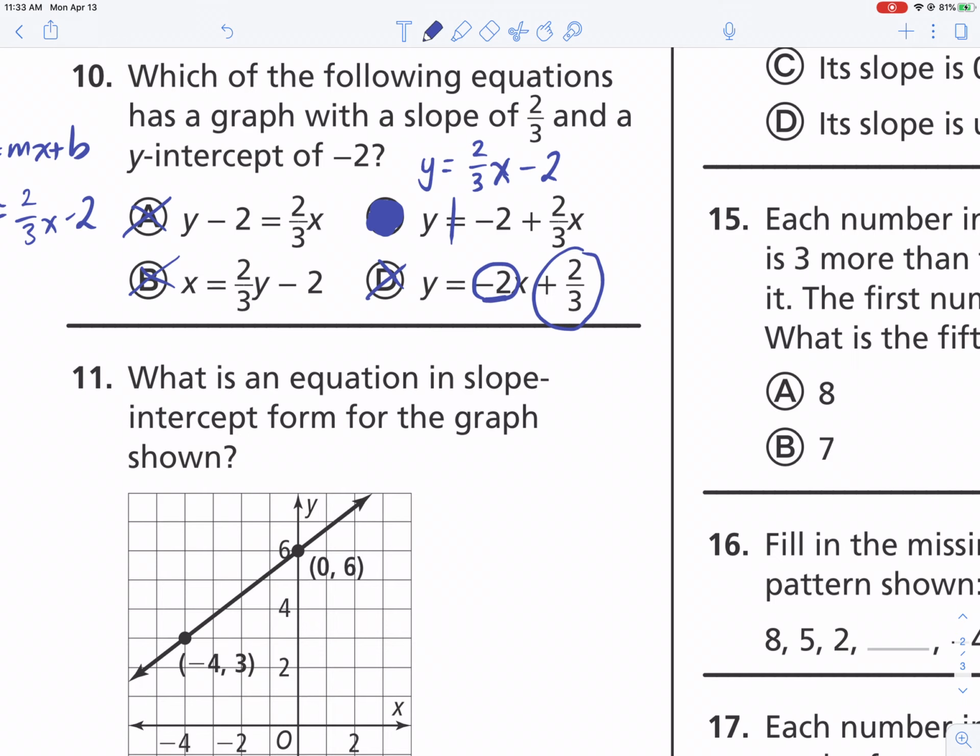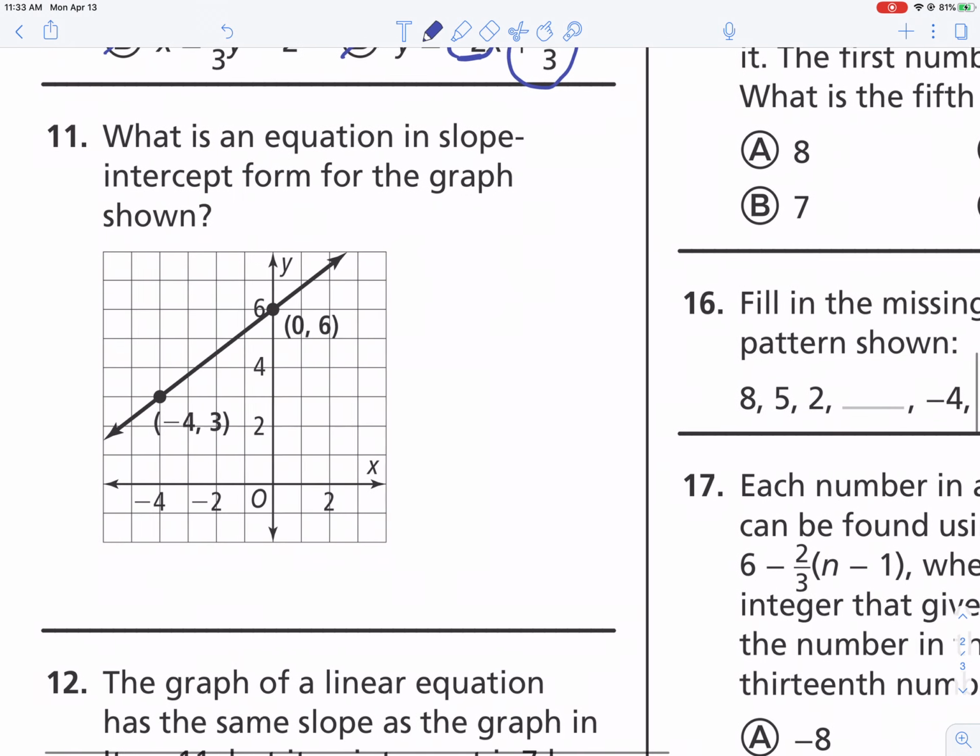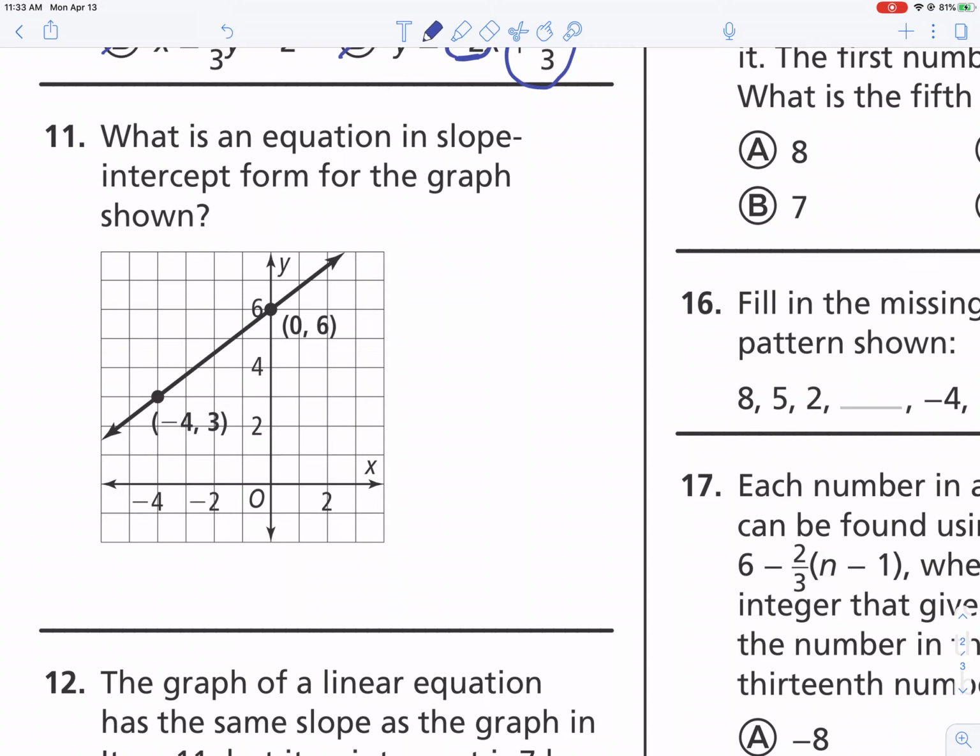Okay, moving on to number 11. Number 11 says, what is an equation in the slope-intercept form for the graph shown? So again, we need our slope, and we need our y-intercept, which is going to be our b. And then we will plug it in to our y equals mx plus b. So looking at this one, our slope is going to be, because it's going up, remember we go from left to right, it's going to be positive. So we know we're going to have a positive value.